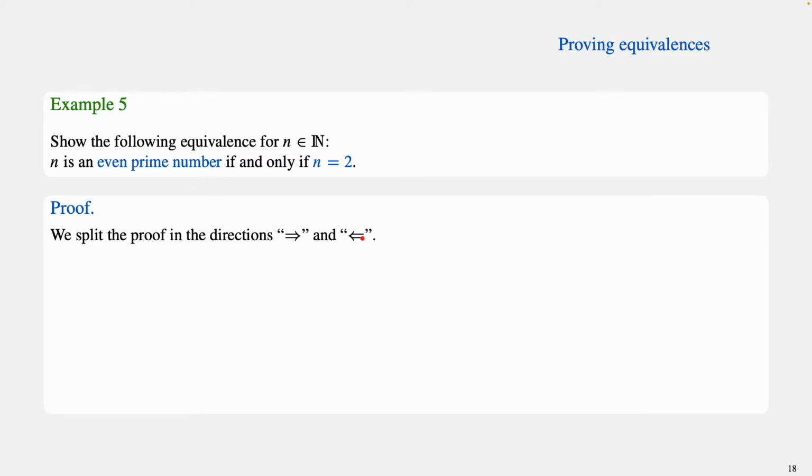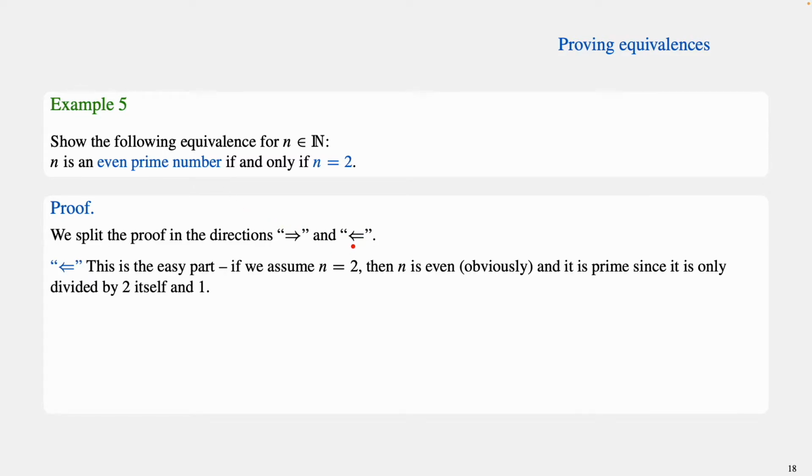And I will actually do this one first because it's really easy. Basically just write it down. So if I assume that n is equal to 2, then obviously n is even. And it is a prime number since the number 2 is only divisible by 2 and by 1. So this part is done.